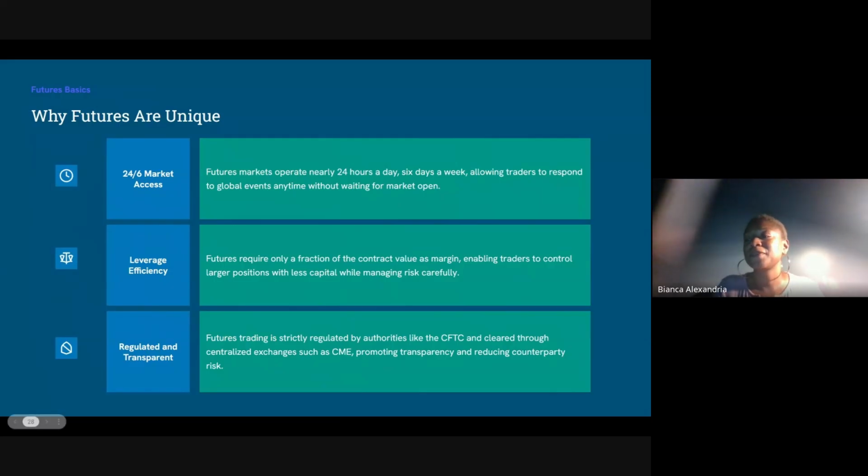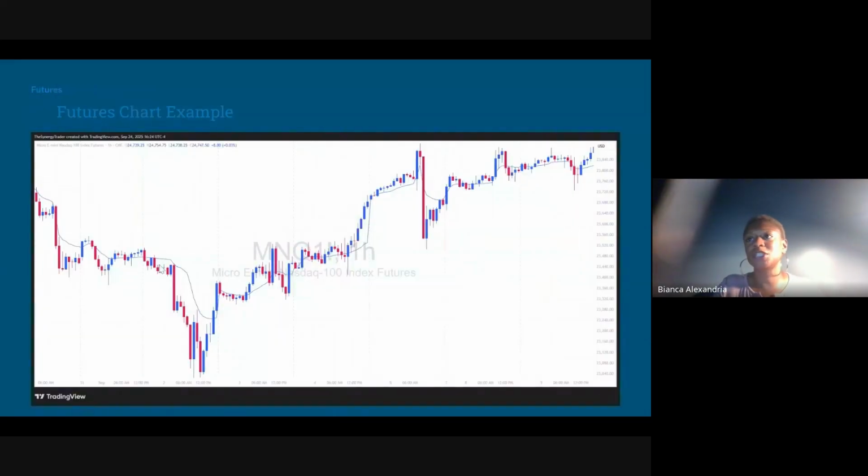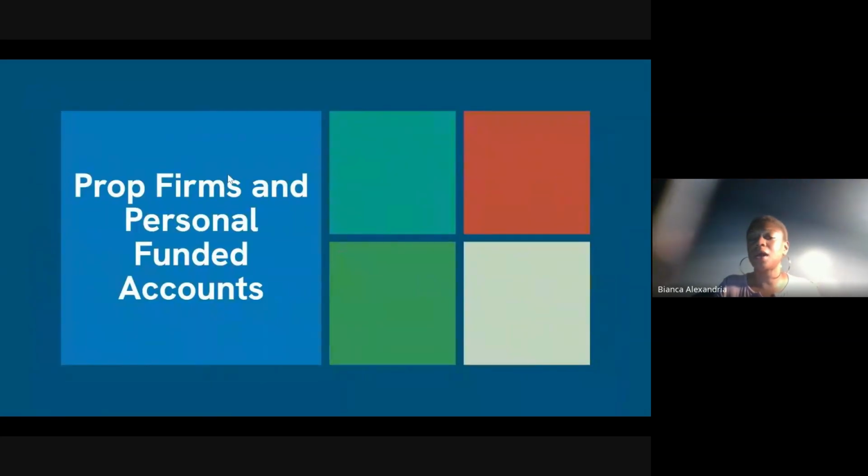And then futures is also regulated by the Commodity Futures Trading Commission, which is a federal agency and it regulates futures and option markets. So yeah, it's regulated just like all the others. This is just an example of a chart, very similar to all the other charts that we've seen. And yeah, all right. So prop firms.